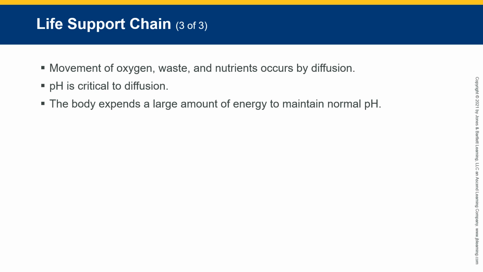The body expends a large amount of energy to maintain a normal pH. The human body's normal pH is 7.35 to 7.45. That is your normal pH. Lower than that, you are acidic. Above that, you are basic. Not white girl basic.